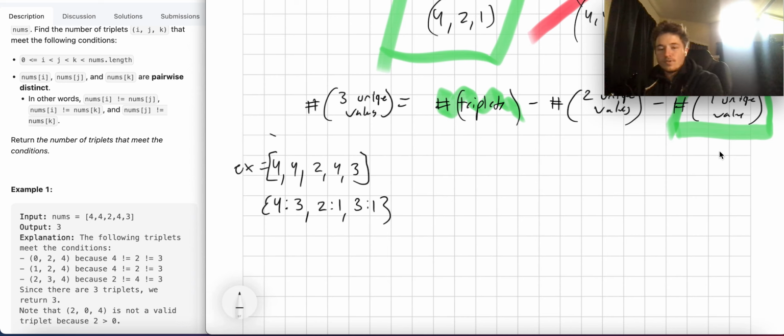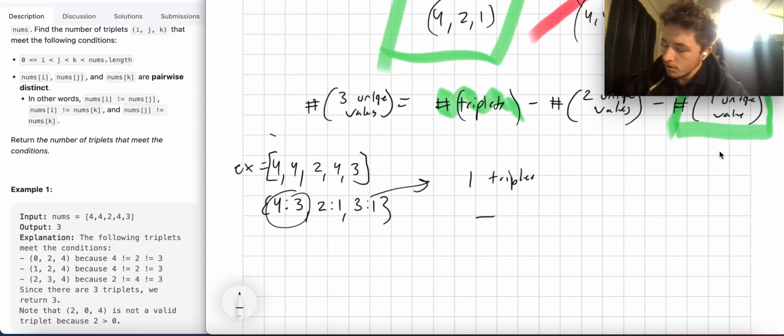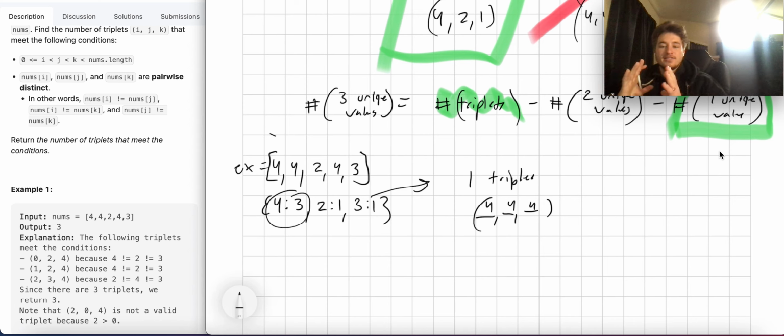Well, how many ways can you get a triplet where they're all the same? Well, in order for all of them to be the same, I'm going to need at least 3 of the same value to populate, right? So since I have 3 4s, there's only going to be 1 triplet, where it's 4, 4, 4. That's the only way this is going to happen. And since it's ordered already, it's not like I'm going to be overcounting. There's just 1 triplet, the 3 4s.